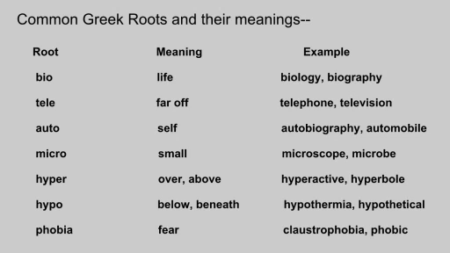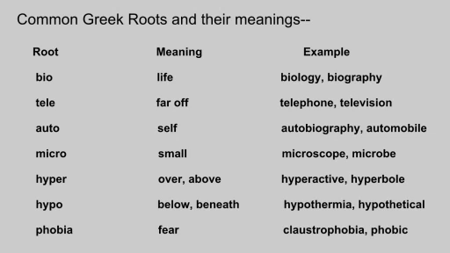Now we're going to look at some common Greek roots and their meanings. The first one is bio, which means life. An example would be biology or biography. The next one is tele, which stands for far off. An example would be telephone, television. Auto is our next example, and auto means self. Autobiography or automobile.